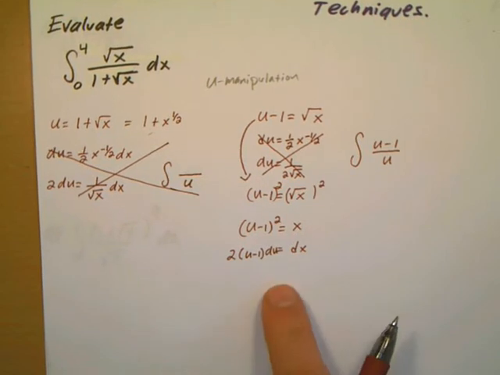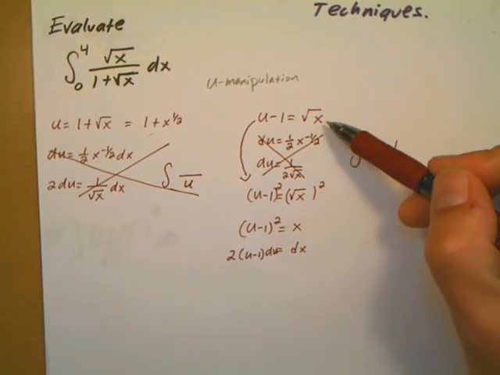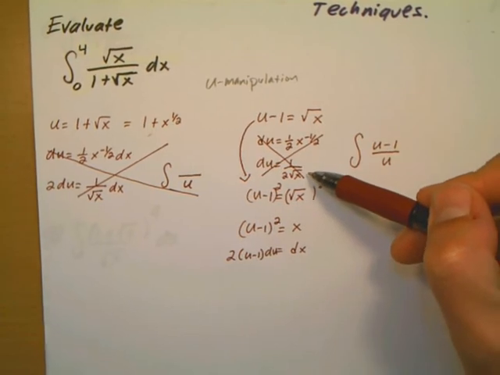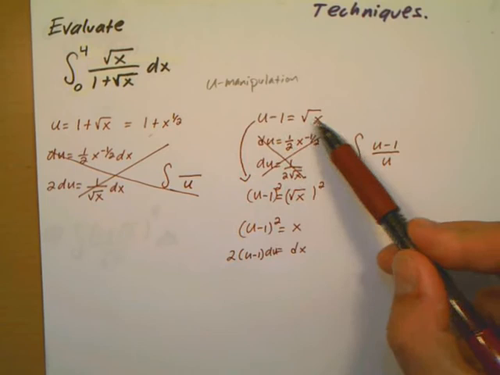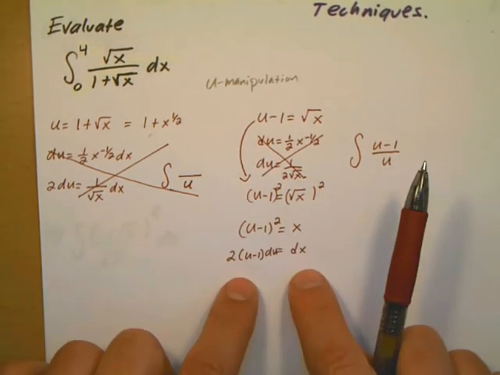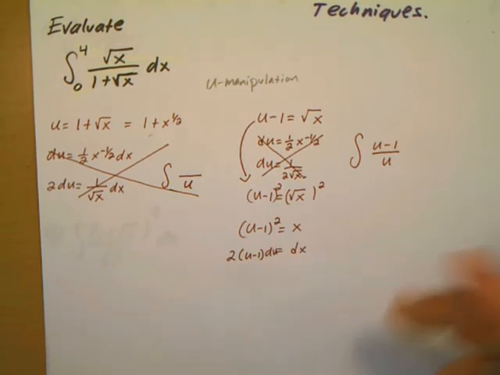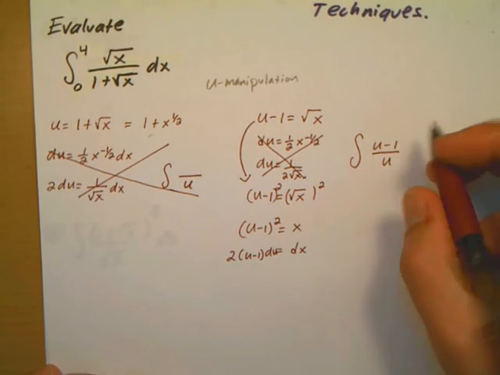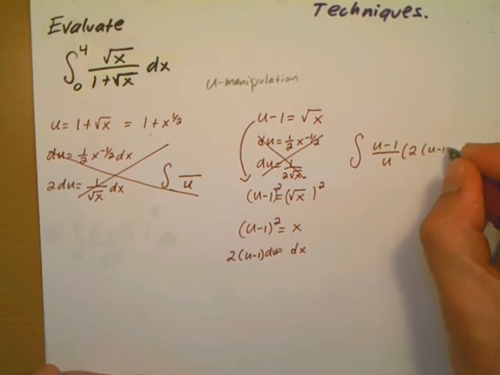So this in fact is what you would have to do. You would have to do a u manipulation, but because you don't have this additional square root of x, you have to simplify this even further by squaring both sides, and then you would be able to replace dx with 2 times u minus 1 times du. So when I have this dx, it's going to get replaced with 2 times u minus 1 du.